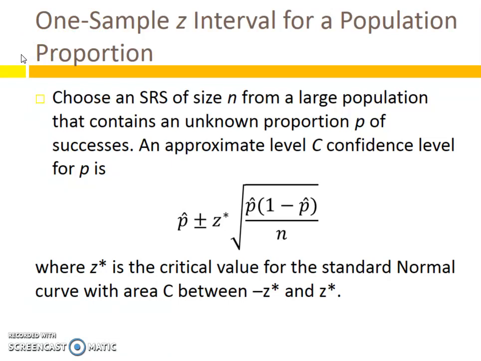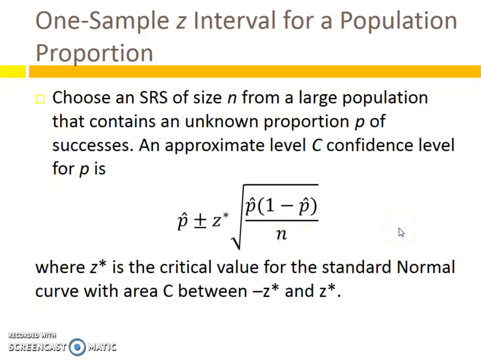So what are we doing? We are choosing a simple random sample of some size n from a large population. It contains an unknown proportion p of successes. The approximate level C confidence interval for that proportion is given by this formula. Z star is the critical value for the standard normal curve. This is exactly like that general formula. It's just specific to proportions. Here's my statistic. Here's my critical value. Here's my standard deviation of my statistic. Okay?